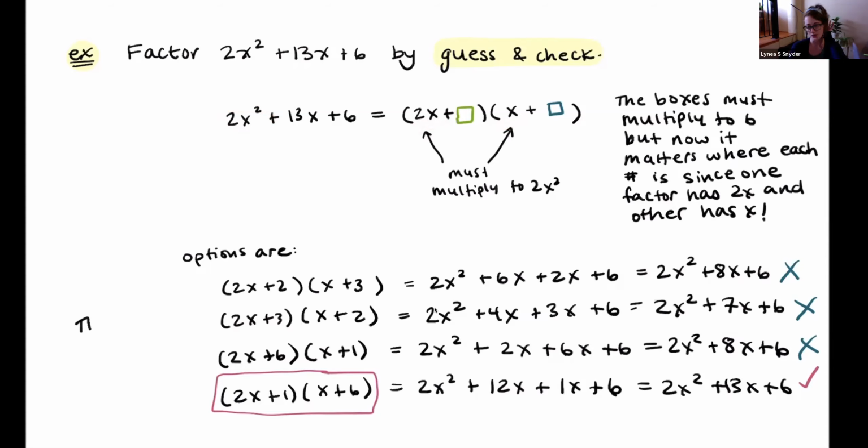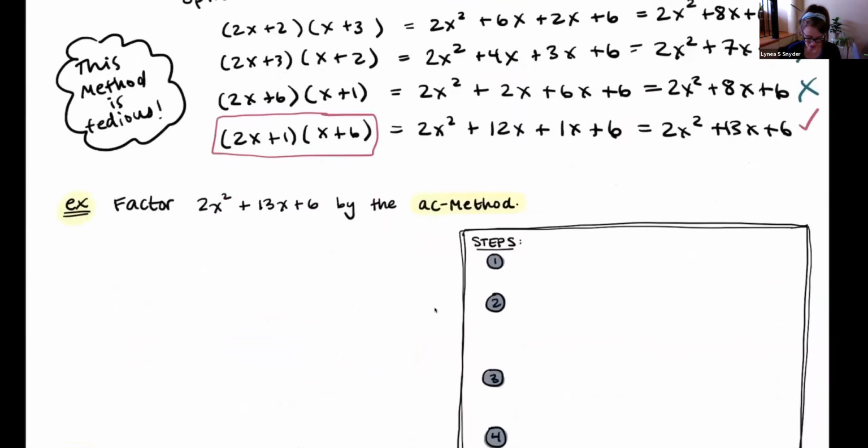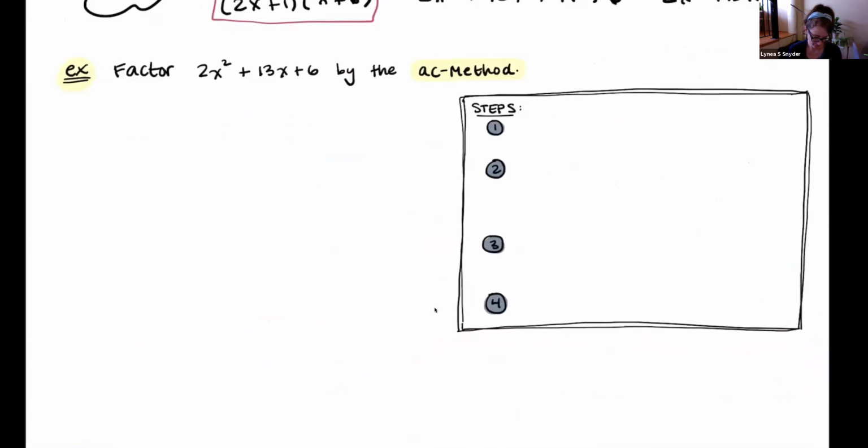I'm going to show you another method that will always work no matter what. It's just a process that you have to understand and follow. This method is called the AC method. The steps to follow the AC method, I'm going to write them down as we go through this example. So the same polynomial we're going to factor, and I'll show you we get the same thing.